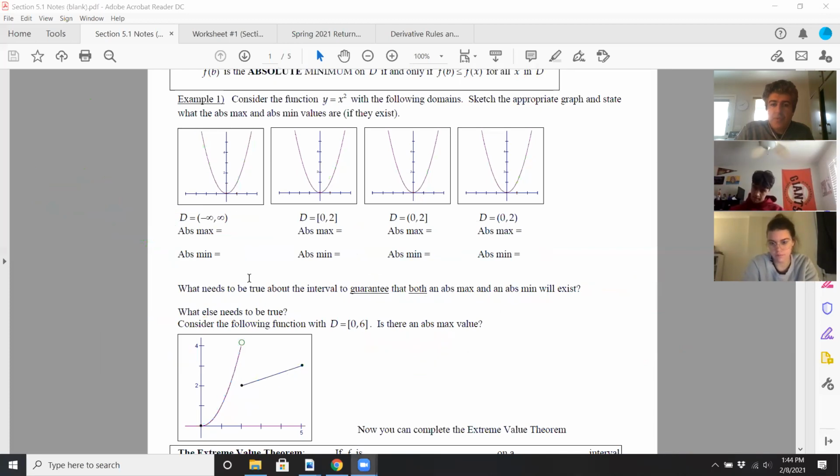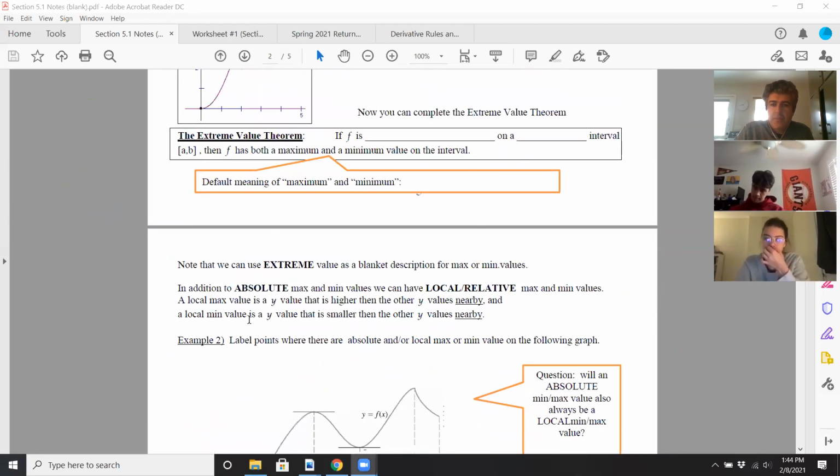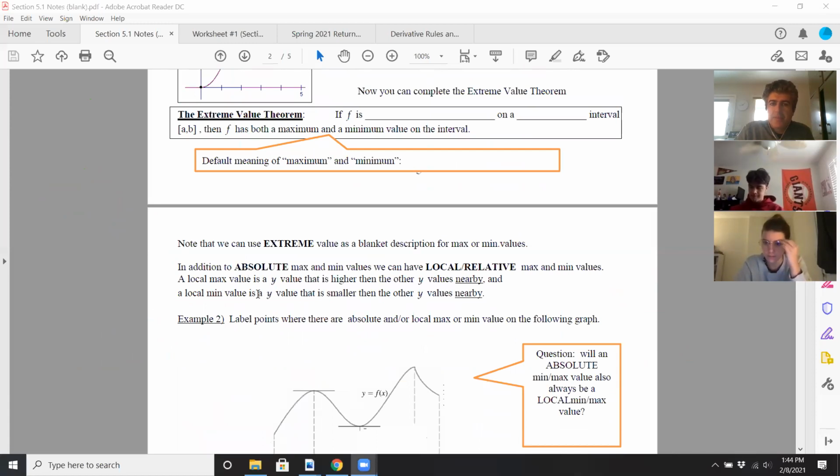So this leads me to a very important theorem that we will talk about often this week, actually throughout this whole 4-week session: the Extreme Value Theorem. I call it EVT for short. If f is continuous on a closed interval, then f has both a maximum and a minimum.